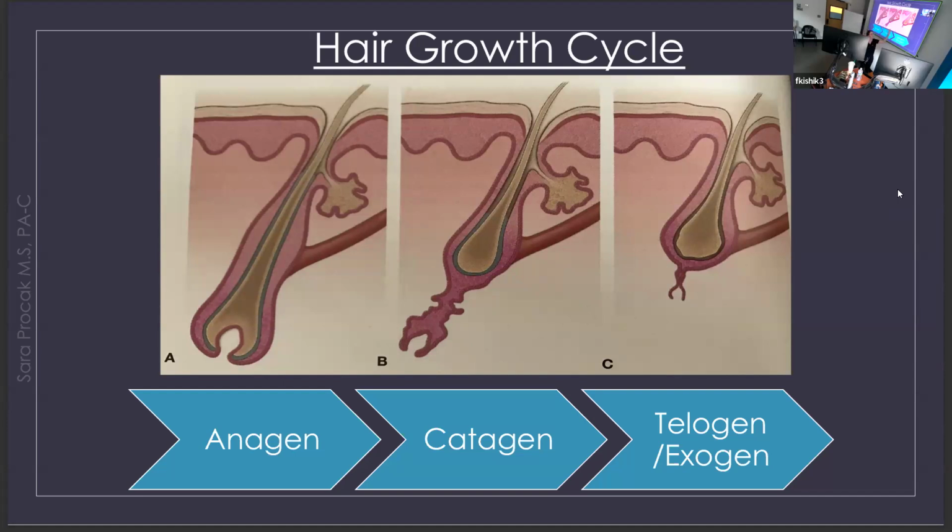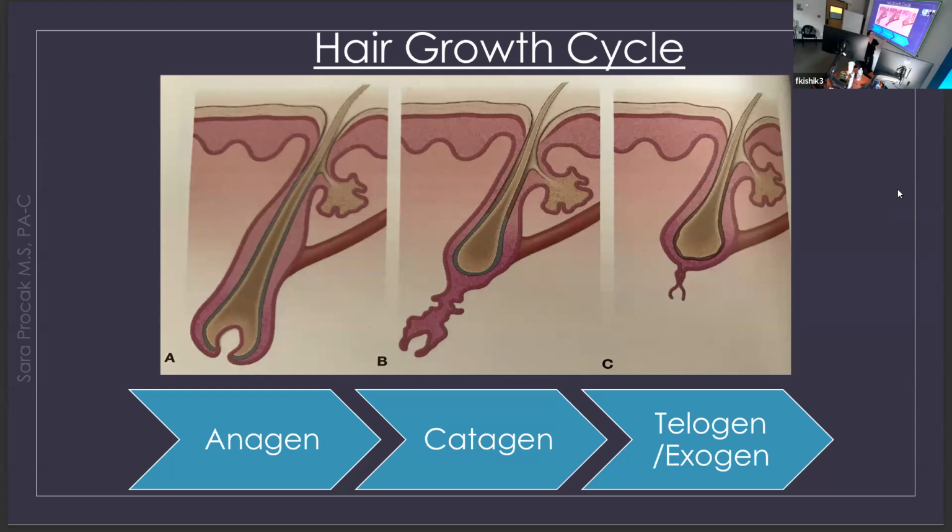Then we have our telogen phase. So telogen is considered like a resting phase. It lasts about 3 months, and about 5 to 10% of our hairs are going to be in this phase at any given time. Now it's considered a resting phase because that's what the hair is doing. It's just resting within the follicle. It's just sitting there.